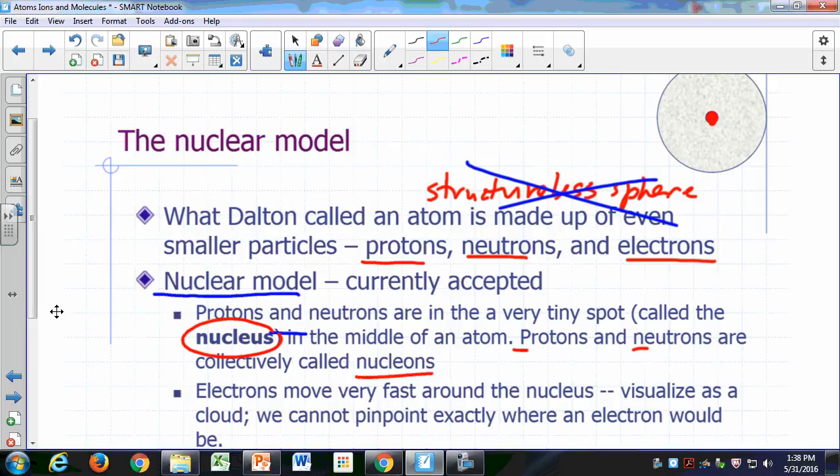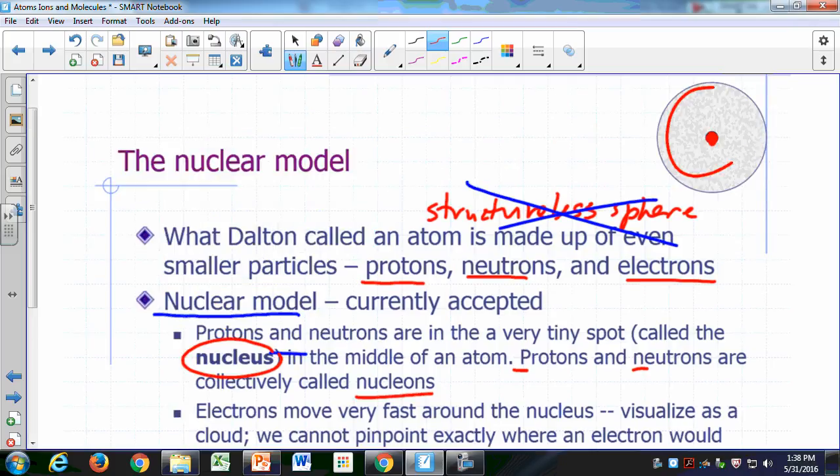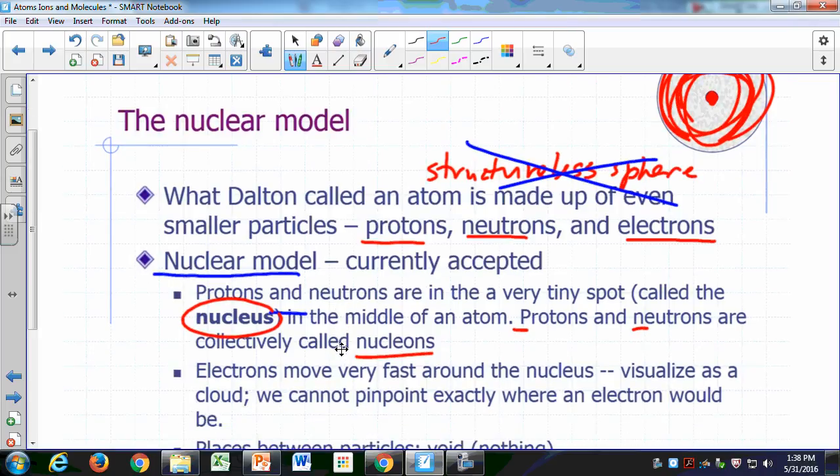Now, the electrons in the nuclear model are said to be moving around the nucleus. So the electrons are right here. In the modern view of what an atom is, these electrons move so fast around the nucleus that it's really impossible for us to pinpoint exactly where one is. So if you see those sketches of an atom where you have a nucleus and electrons drawn as dots around it, those are just for convenience, so you can count electrons. That's not really a valid picture of what an atom is.